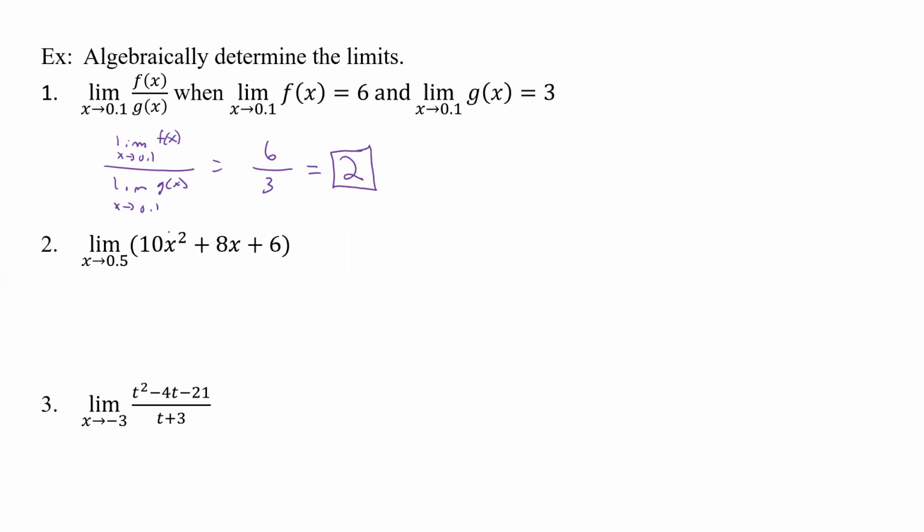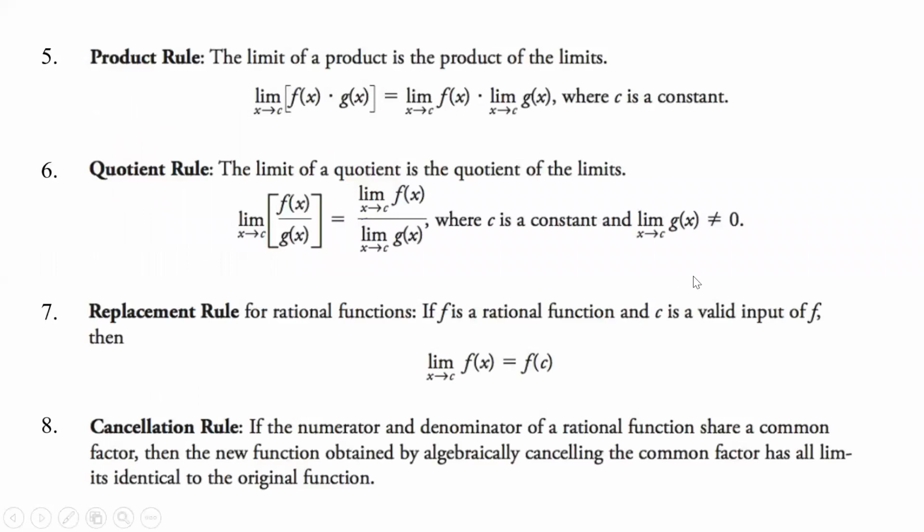Now this one, we could do several things. We could factor out a 2, and then plug in 0.5 and get our value, or we can just do a replacement and say the limit as x approaches 0.5 of 10x squared plus 8x plus 6 is equal to basically 10 times 0.5 squared plus 8 times 0.5 plus 6.